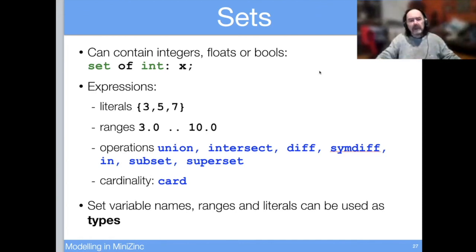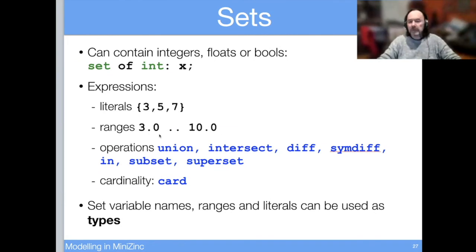So sets contain integers or floats or bools, but the only variable set, so you write them as set of int and then x. So this is a fixed set of integers, a parameter. So there's no var there. So you can write set expressions like this. That's the set containing 3, 5, and 7.